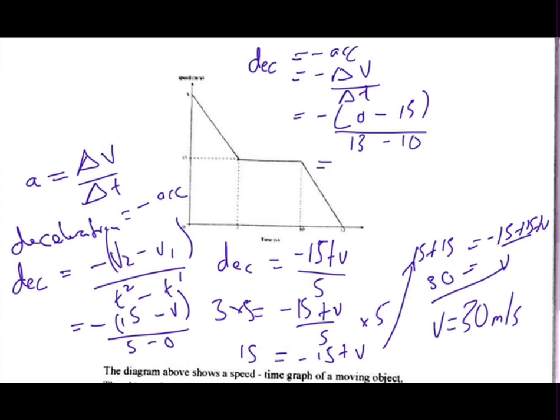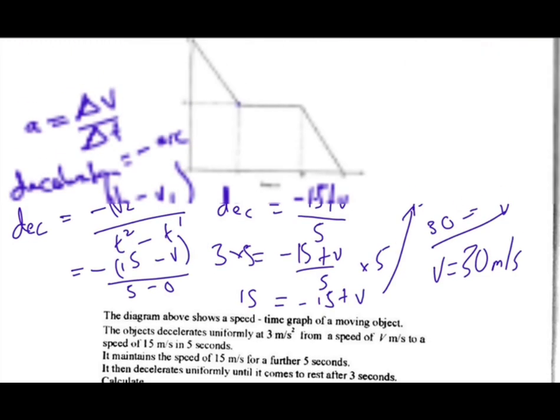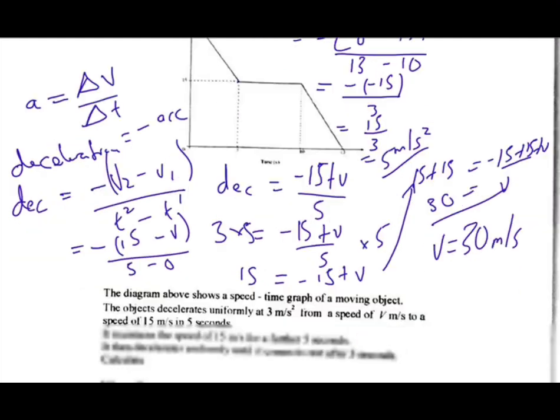So it will be minus times minus, which will give you positive 15 divided by 3. So it will be 15 over 3, giving you 5 meters per second squared. Okay, so our deceleration is 5 meters per second squared. If we were to calculate acceleration, then it would have a negative value. Okay, so we can write our answers there. V is equal to 30 meters per second, and our deceleration is 5 meters per second squared.